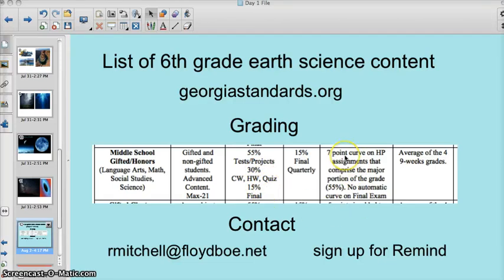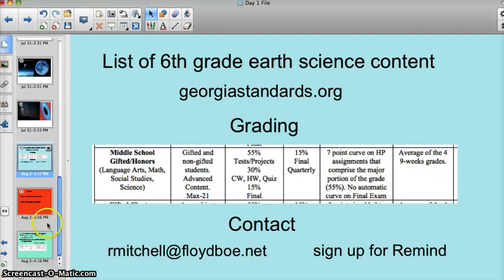You can see right over here that there is a 7-point curve on the major grade assignments. That's on anything that is in this 55%. Your child gets a 7-point curve on every one of those grades. That does not count for the exam. That does not count for the classwork, homework, quizzes, but it does count for this, and that is because we have advanced content here. And then your overall average will be the average of the 4 9 weeks grades, and that's what goes on your transcript.